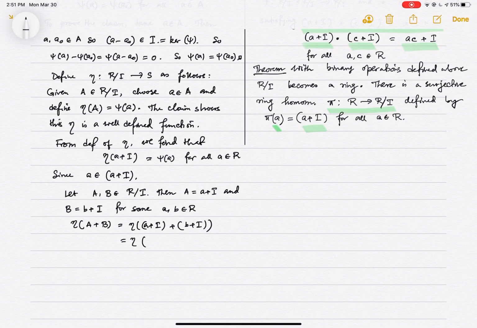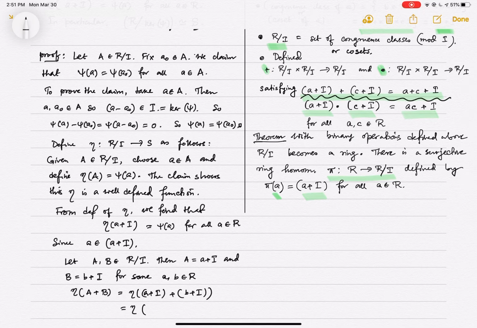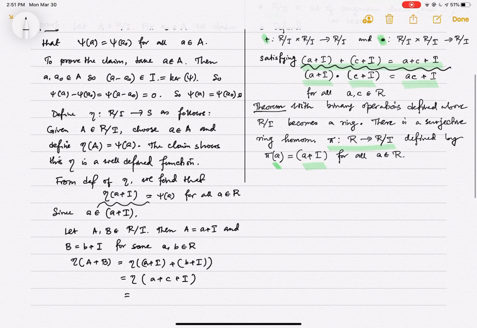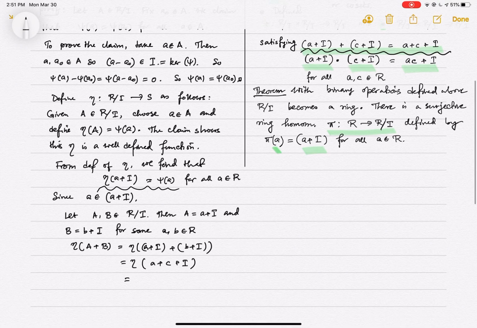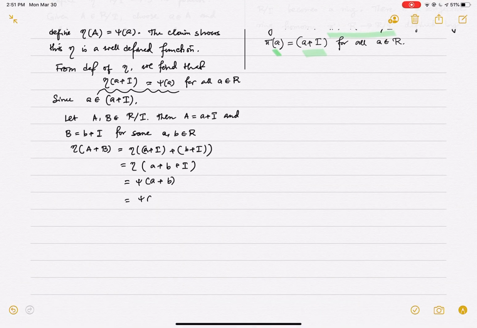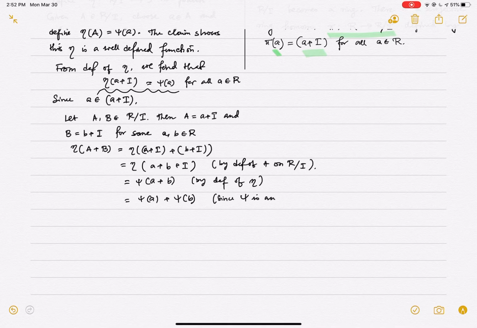But the way the coset addition was defined, right here up on the right, this is the same as a plus b plus I. And then the way eta was defined, right up here, eta of something plus I is psi of that thing. So this will be psi of a plus b. But then psi of a plus b is psi of a plus psi of b. So this is by definition of eta. And this is by definition of the addition on R mod I. And this is since psi is a homomorphism.